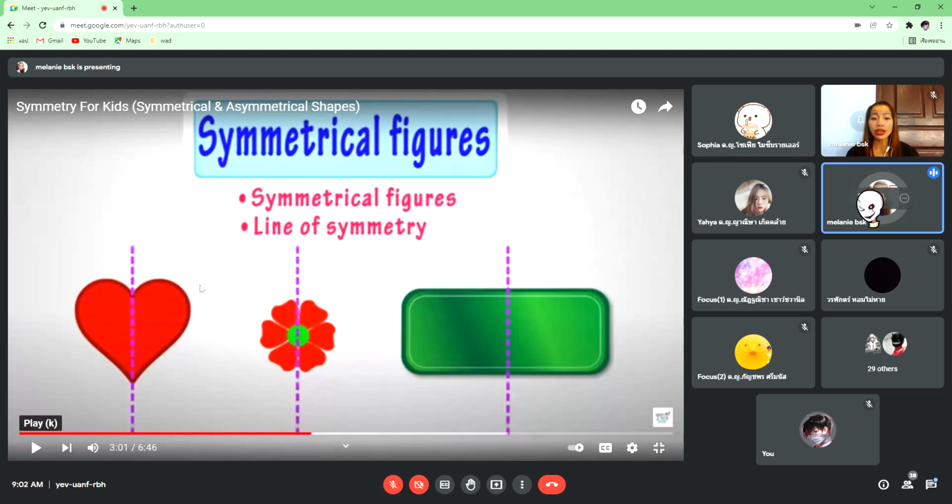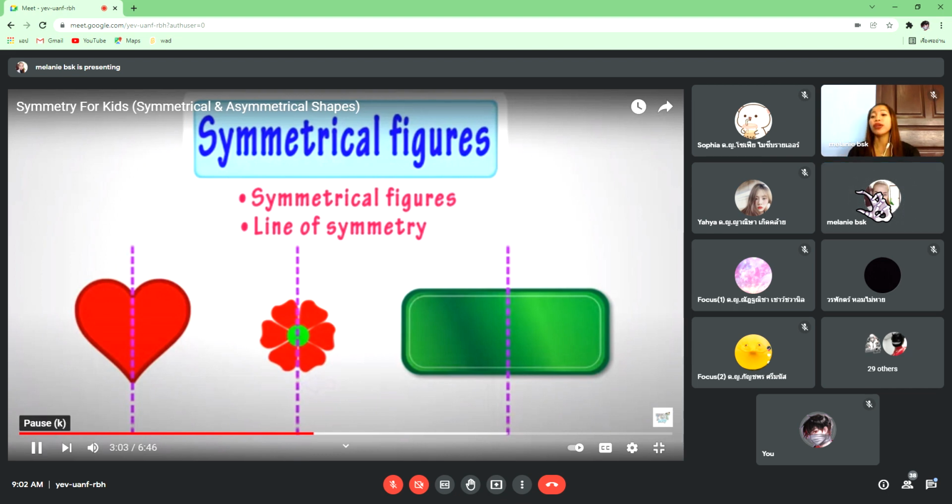Okay, so we have two kinds of lines: the vertical line and the horizontal line. These are examples of vertical lines. The horizontal lines are just like a flat line. Okay, so we have also the line of symmetry or axis of symmetry. Axis of symmetry is these lines. Okay, now we're going to move on. This one is just easy.